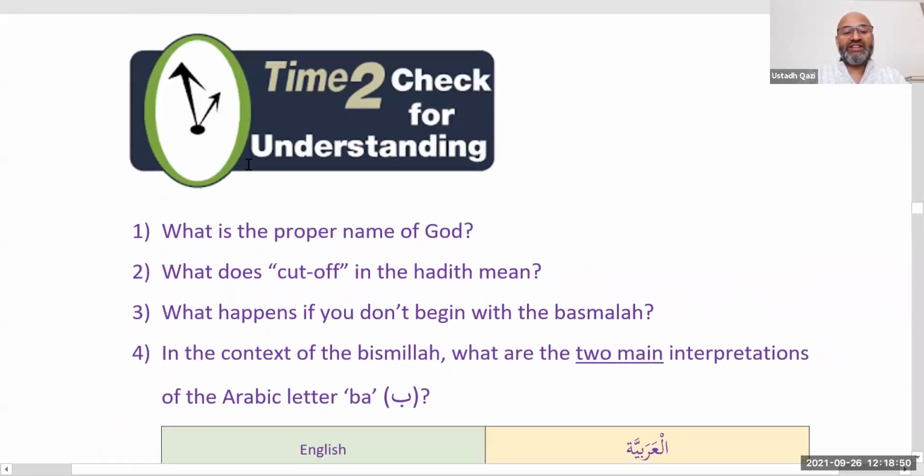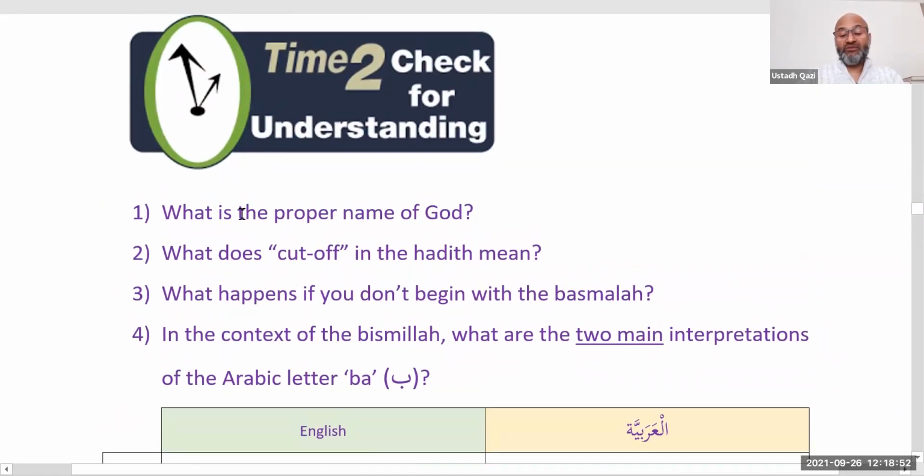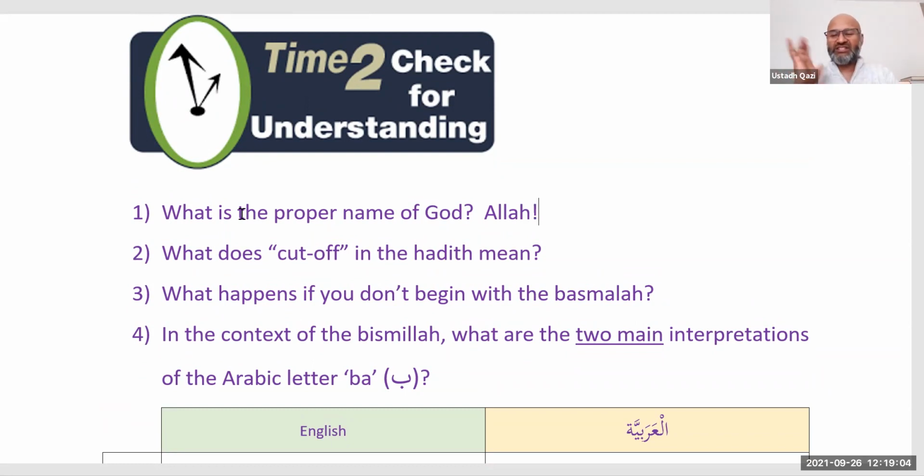It's time to check our understanding. What is the proper name of God? We already talked about that. That's Allah. Sometimes they say, why do I keep mentioning this? Is because sometimes they translate the word Allah as God. Some scholars have said it's okay to do that, but I personally don't feel that it's accurate. I don't think the word Allah can be translated. The word Allah should not be translated.